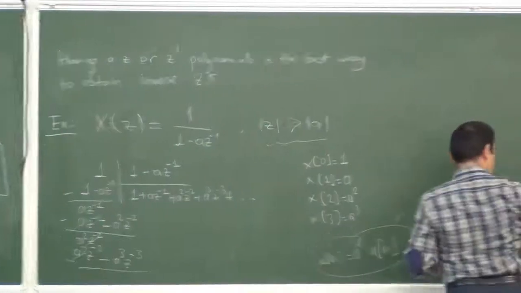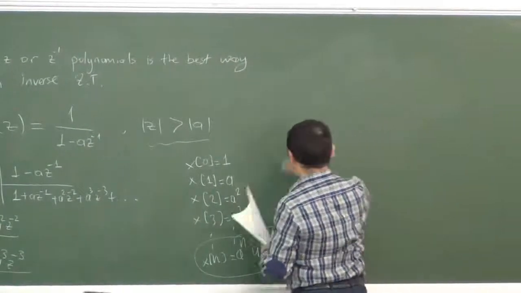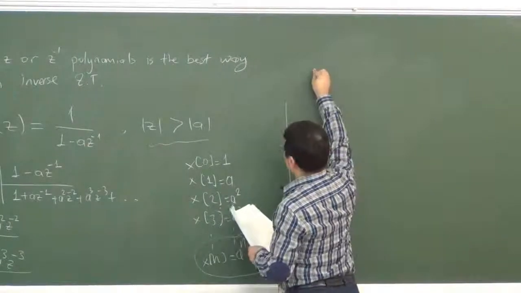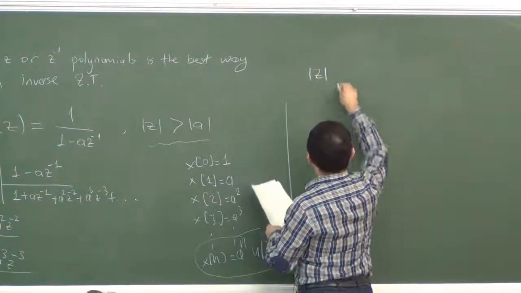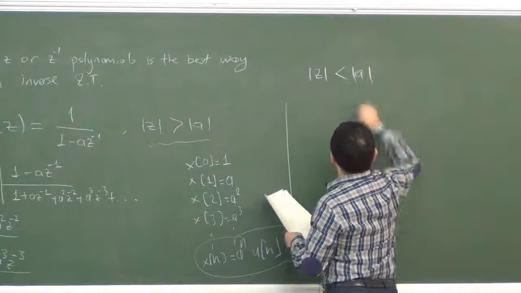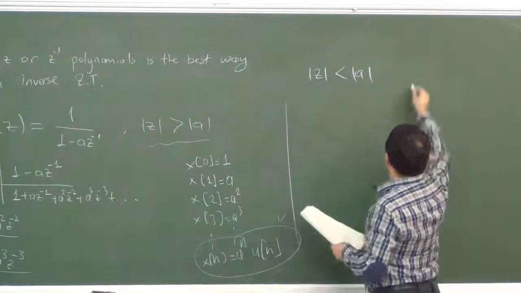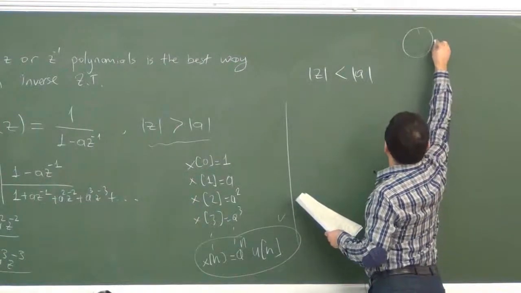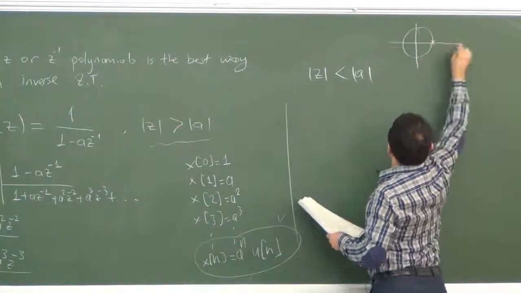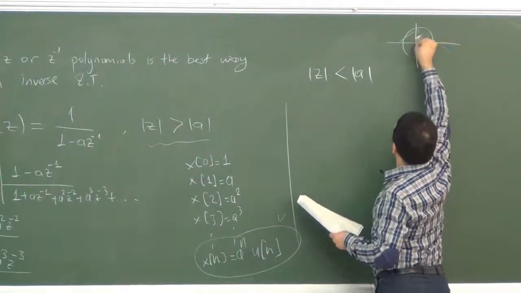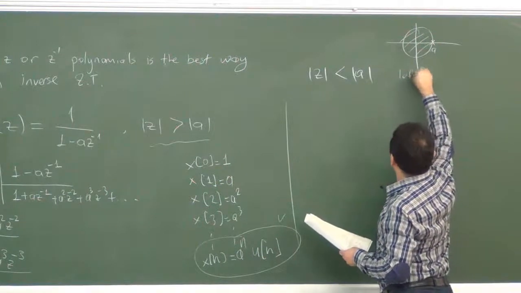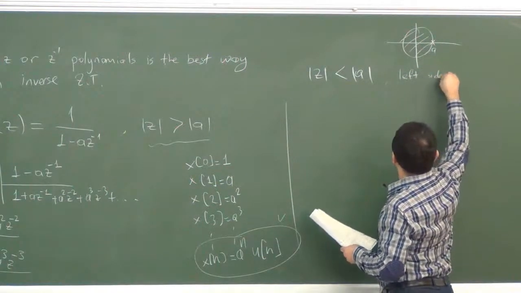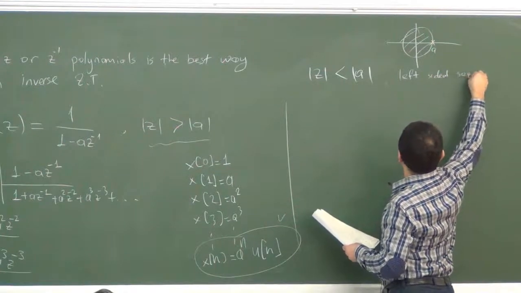Okay, let's change the region of convergence for this expression. Someone tells that absolute z is less than absolute a. So in this case, let's say this is the region of convergence and this is a. In this case, the region of convergence is here. So this is a left-sided sequence in this case.